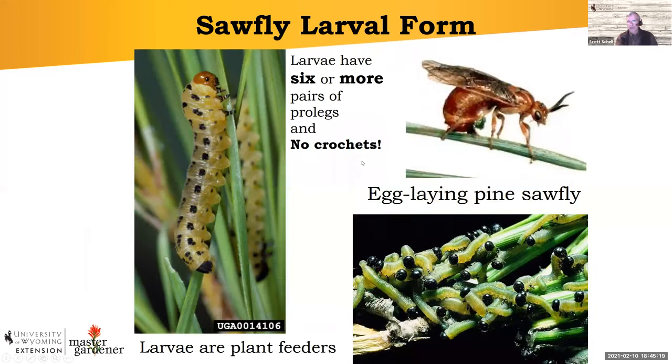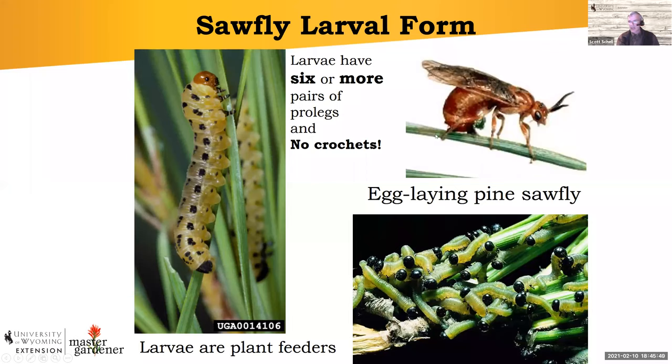Sawflies, they belong to the order Hymenoptera. They are the plant feeding members of that order. The larvae have six or more abdominal prolegs, and there's no crochets on them. So you can see here, there's the head, and then those are the thoracic legs, and then it has 1, 2, 3, 4, 5, 6, probably seven, at least seven pairs of prolegs. And this is the pine sawfly.